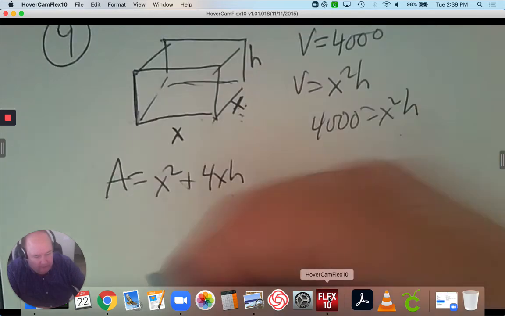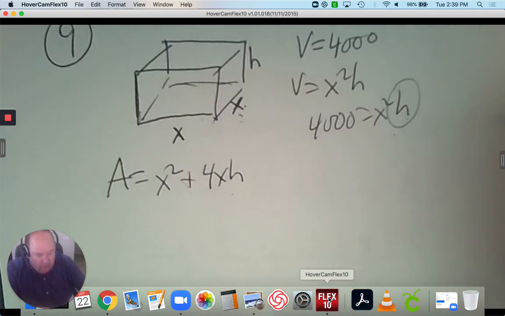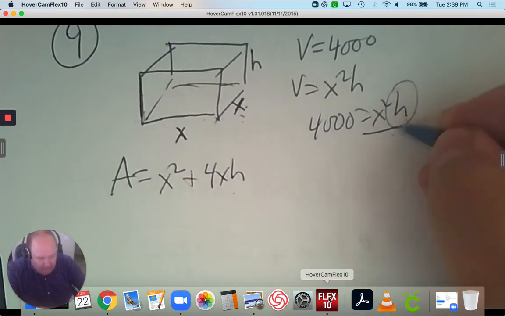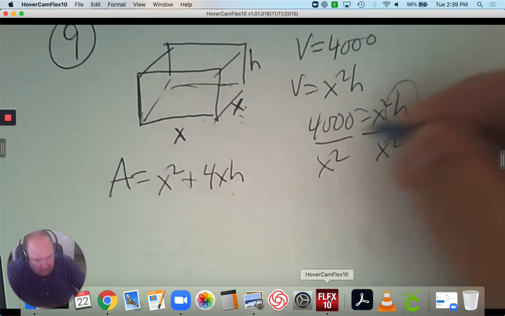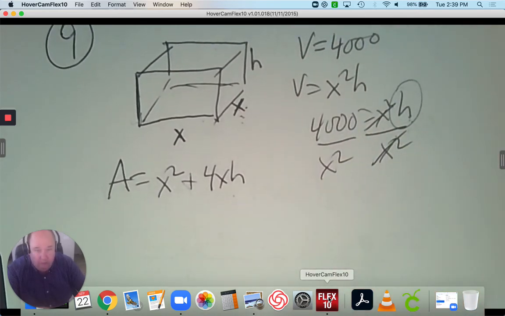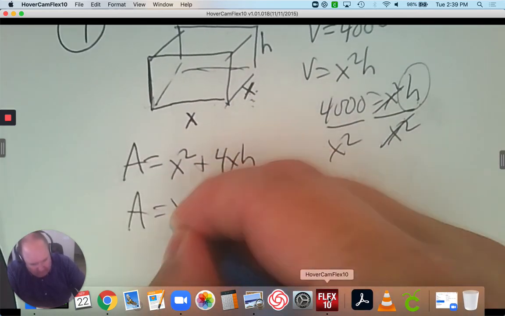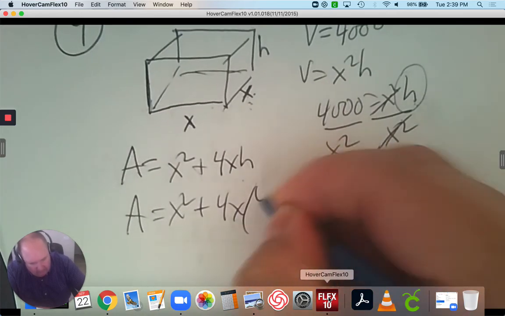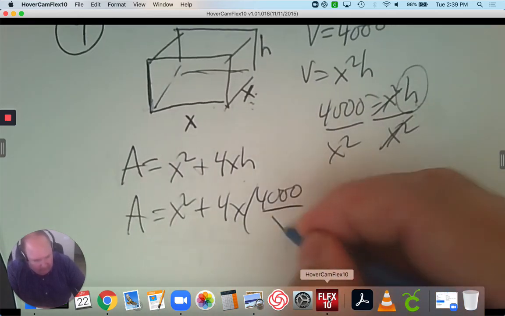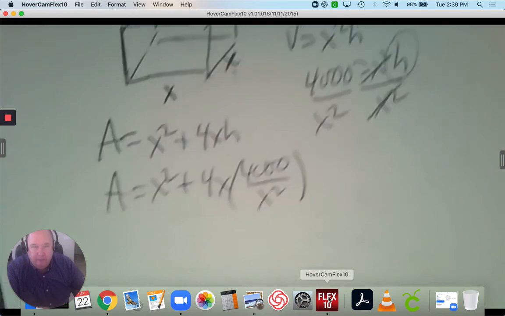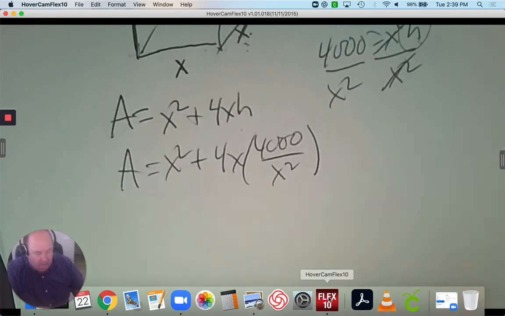We have too many variables, so I'm going to solve for h. So you get h by itself, divide by x squared. So that's what h equals, 4,000 divided by x squared. I'm going to simplify this now so I can do the calculus.